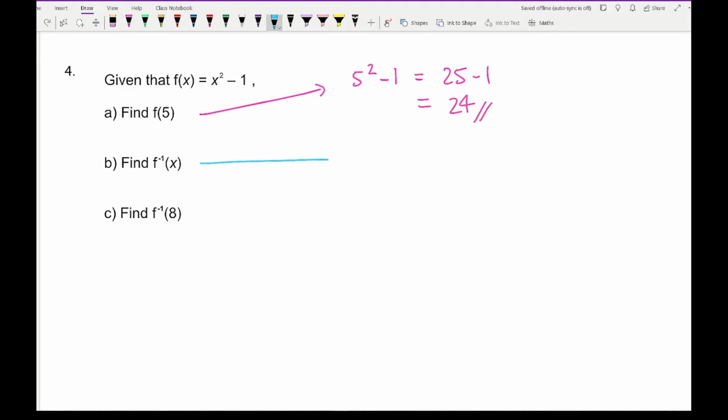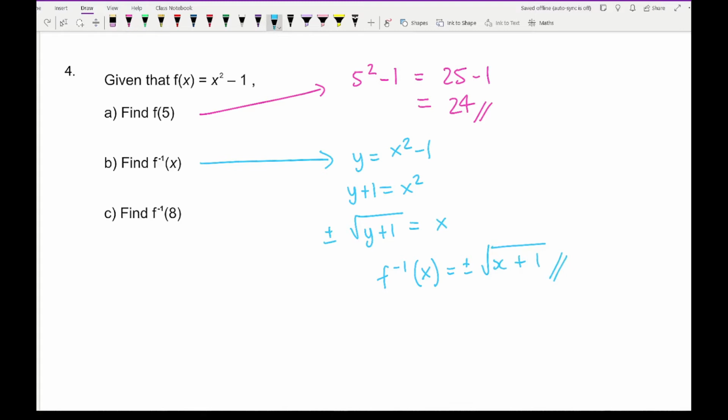The next question then says work out the inverse function. So again, I make it equal to y. Then I take the minus 1 over, so I have y plus 1 equals x squared. And then make x the subject, so I square root y plus 1 equals x. That's going to be a plus or minus. So then the inverse function of x is going to be plus or minus the square root of x plus 1.